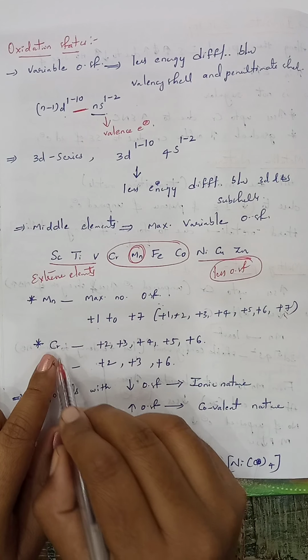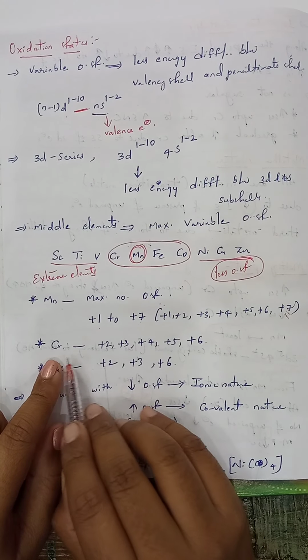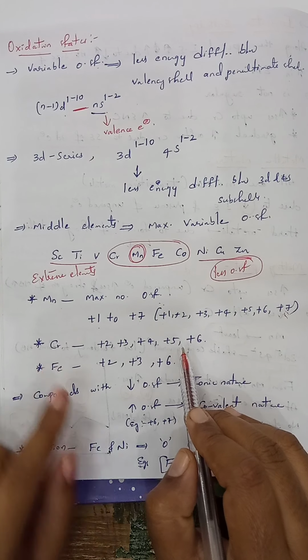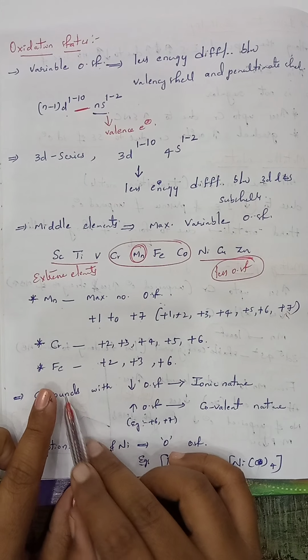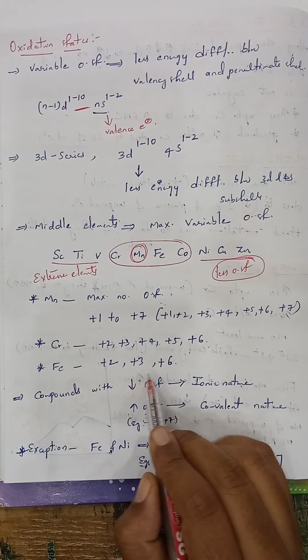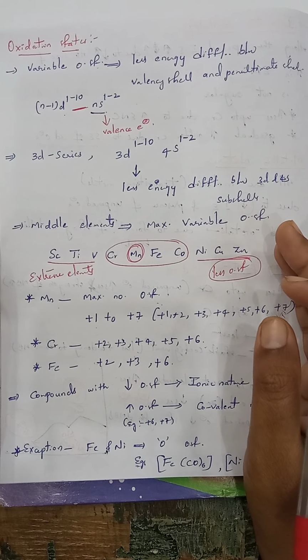Now, another middle element is chromium. Even chromium can show many oxidation states, that is from +2 to +6. The next element is iron. Even iron can show +2, +3 and +6 oxidation states. So this is about the oxidation states.